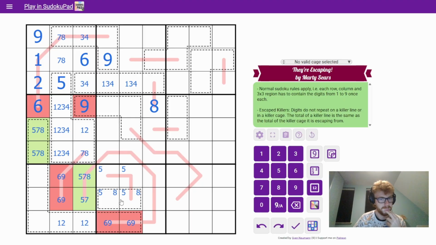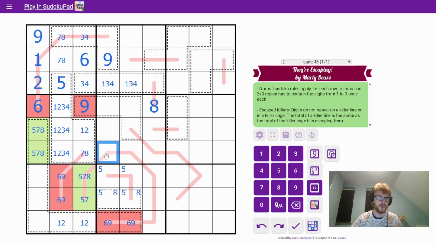But how do we go any further? I don't know. Maybe another cage? This contains 3 and 4. Whatever.